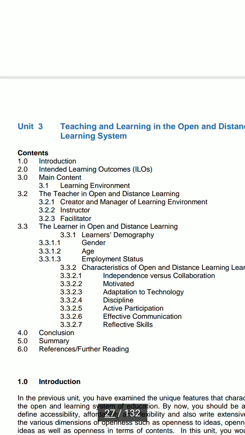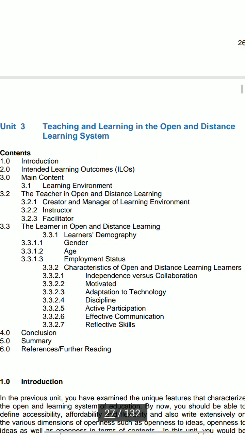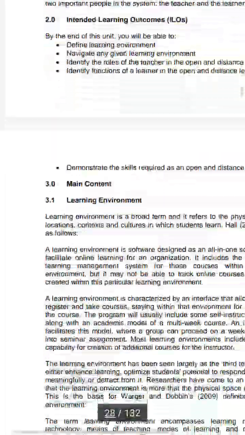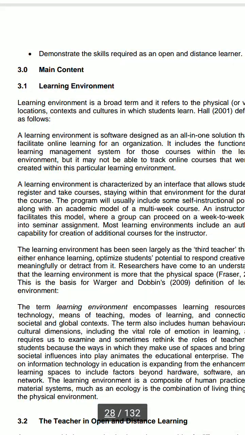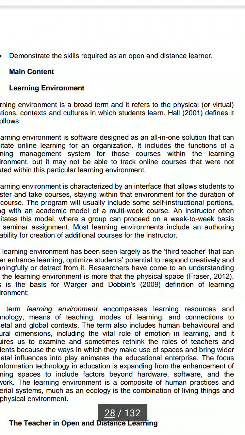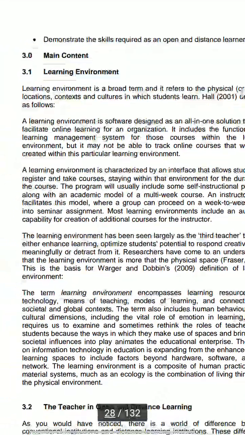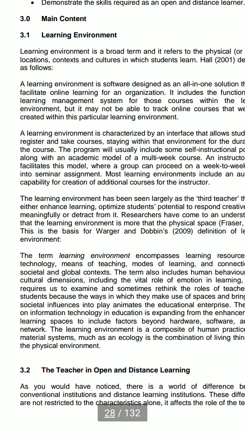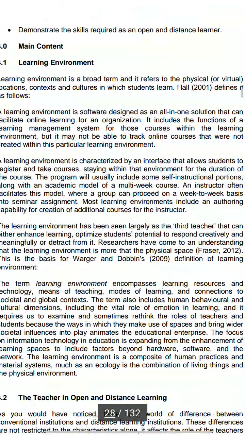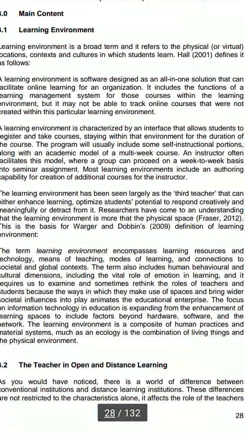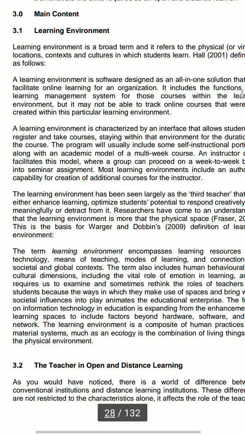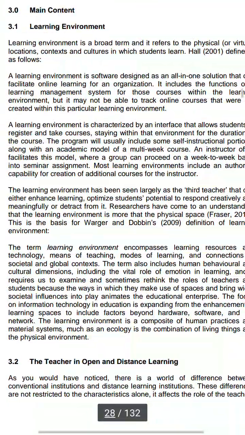Then we move over to module unit 3, teaching and learning in the open and distance learning system. A learning environment is a broad term and it refers to the physical location or the background that enables smooth and adequate learning for students. A learning environment is software designed as an all-in-one solution that can facilitate online learning for an organization. It includes the function of a learning management system for those courses within the learning environment.